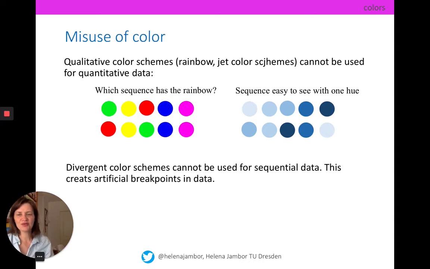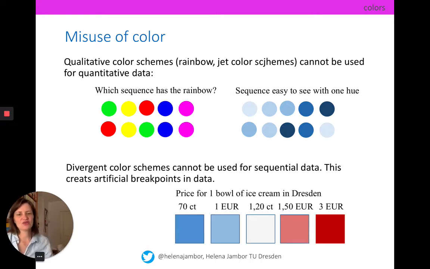It is also important to remember that divergent color schemes should never be used for sequential data, because this basically creates an artificial breakpoint into your data that is not there and should not be there and might be highly misleading. Here, for example, I sampled the price for one scoop of ice cream around Dresden. It ranges from 72 cents to €1, €1.20, €1.50, and even €3, which is a delicious ice cream made by Pau Pau.